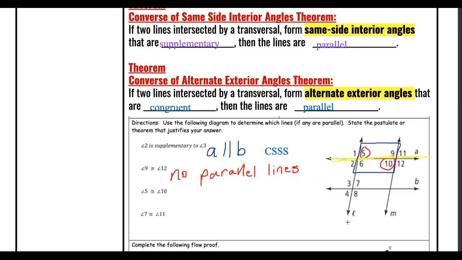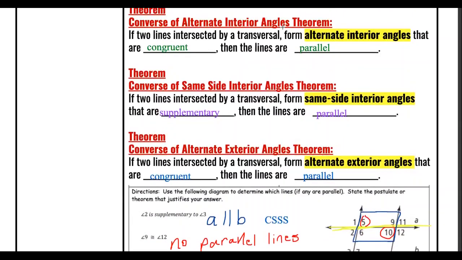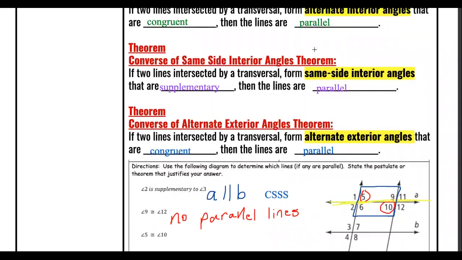All right, so that's what we have. Now, what relationship do these two red angles have, angle 5 and angle 10? If you look, they are alternate interior angles. They're inside the blue box that makes them interior, but they're on alternate positions across the transversal. So we can use the converse of the alternate interior angles theorem that says if those two angles are congruent, then the lines are going to be parallel.